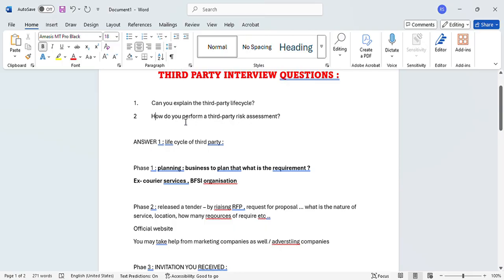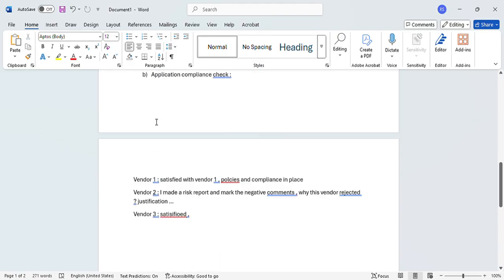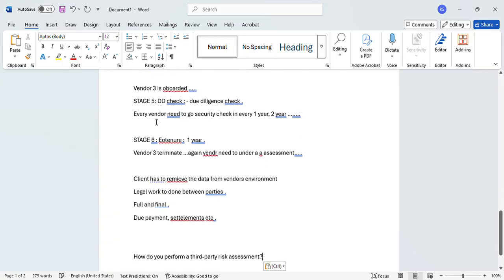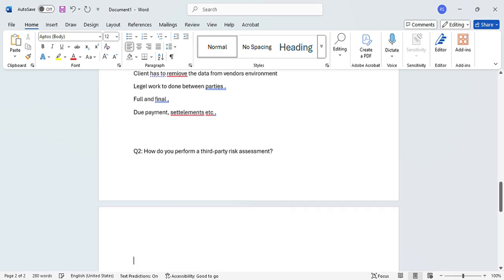Next question: how do you perform a third party risk assessment? This life cycle is an outline of the third party, but how do we execute the third party risk assessment? It's a bit of a deep technical question. Let me write question number 2 here. Okay, how do you perform the third party assessment? So let's begin the answer.